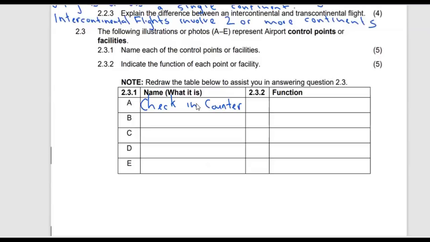The first one will be a check-in counter. The purpose of the check-in counter is that you present your travel documents to the various officials. It can be your passport, it can be your boarding pass and other things. So that is the first one.